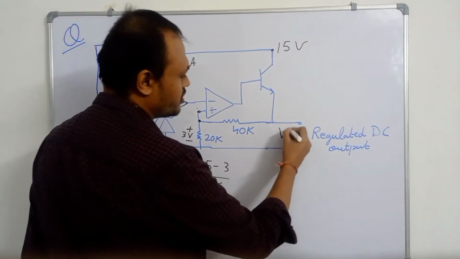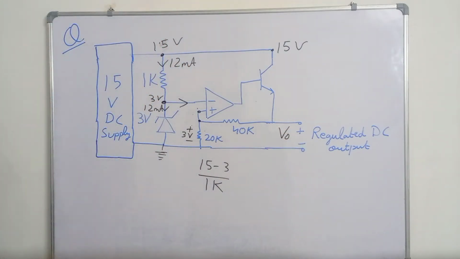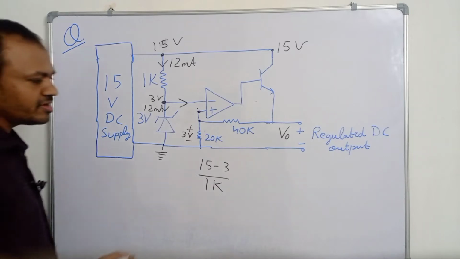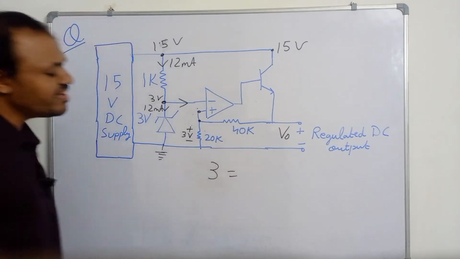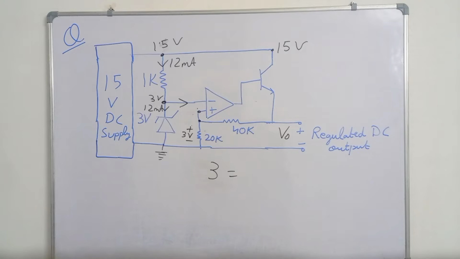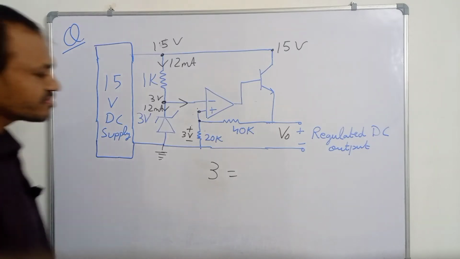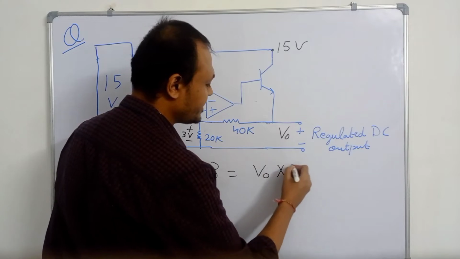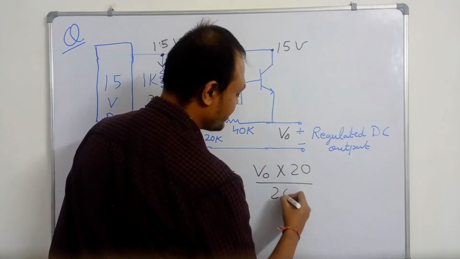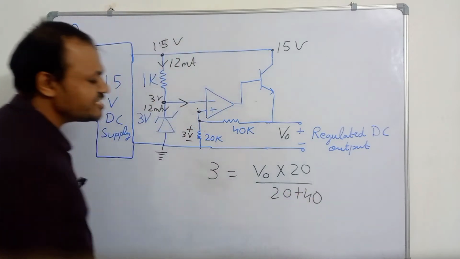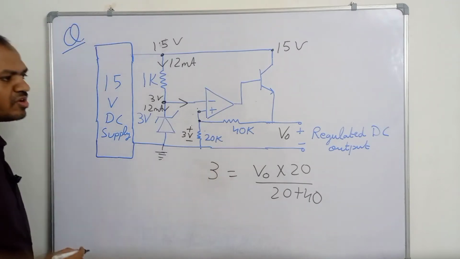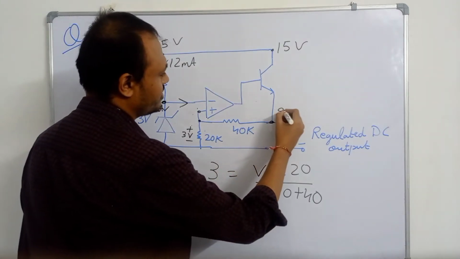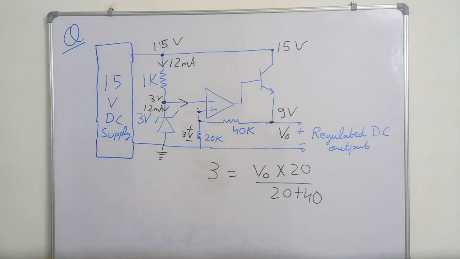Let V naught be the output. By applying the voltage divider rule, we can write 3 equal to V naught into 20 upon 20 plus 40. So we will get V naught equal to 9 volt. So we have got the answer that the output voltage is equal to 9 volt.